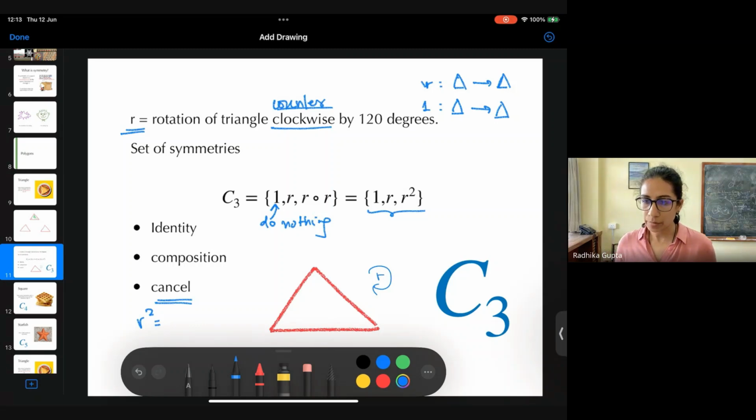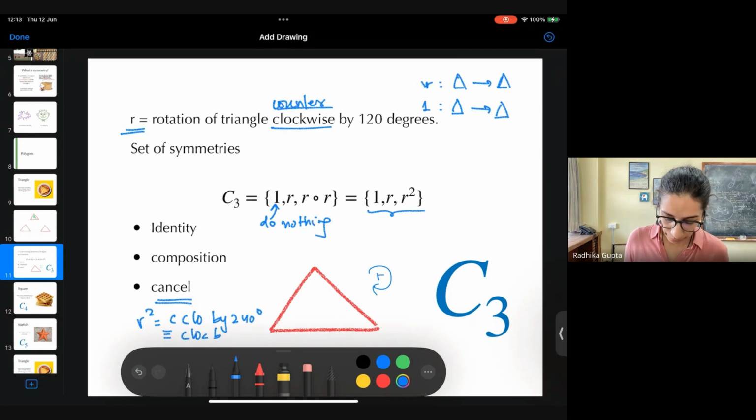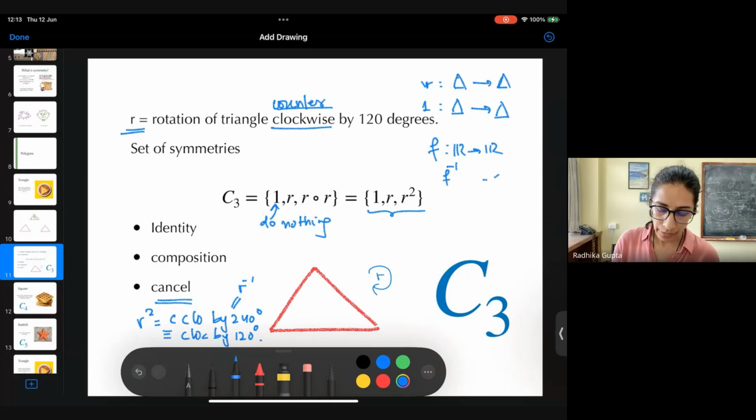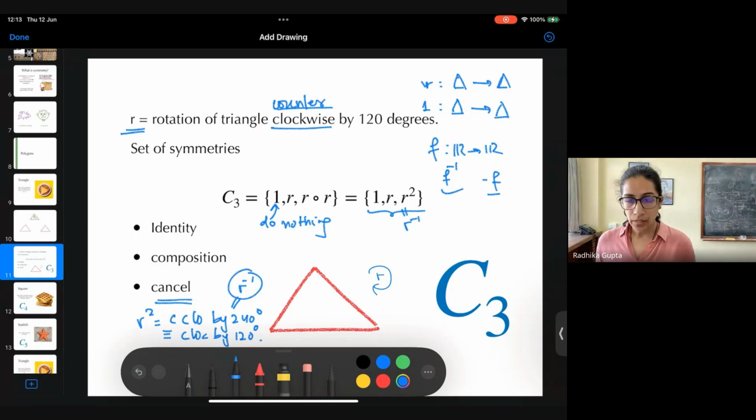Yeah, so the next one is correct. Minus R is R square. So R square is, what did we say? Counterclockwise by 240 degrees, which is the same as clockwise by 120 degrees. I won't say minus R, but I will say R inverse, just because I'm thinking of it as functions. If I have a function from R to R, I usually write F inverse and not minus F. So I'm going to say R inverse, so that R inverse is also in my set. So my set is closed under composing these things and canceling.